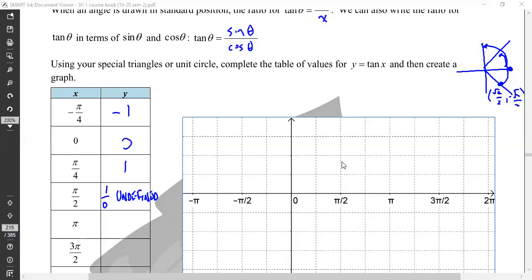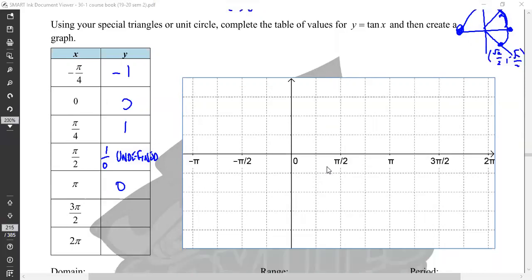It's undefined. At pi, pi is over here. Y over x is 0 over 1, 0 over -1 technically. 3 pi over 2, again, is undefined. And at 2 pi, as we go all the way around here, y divided by x is 0 divided by 1, so this is just 0.